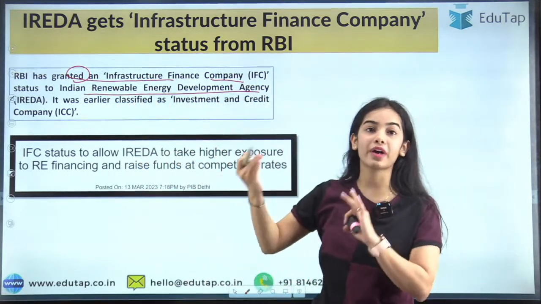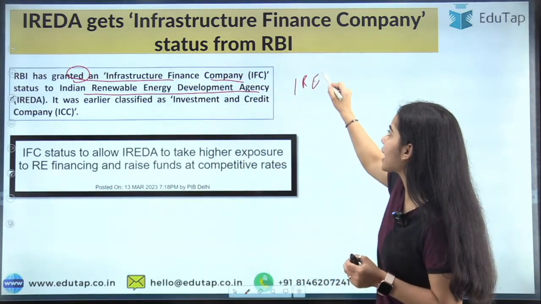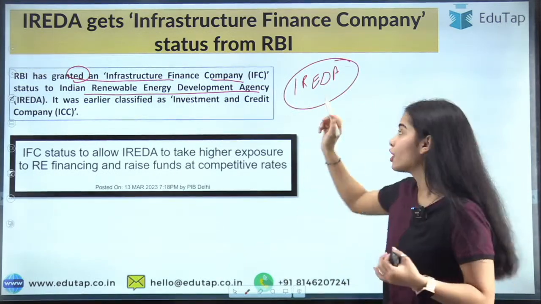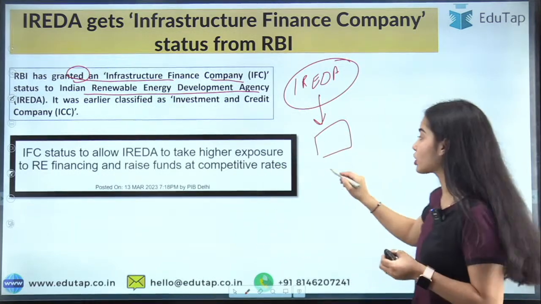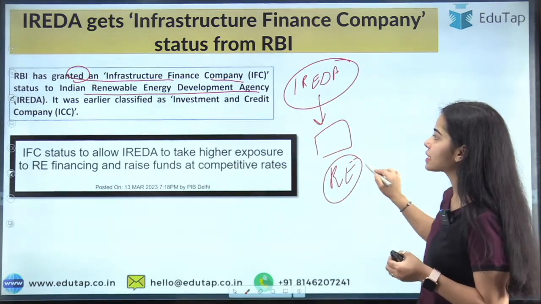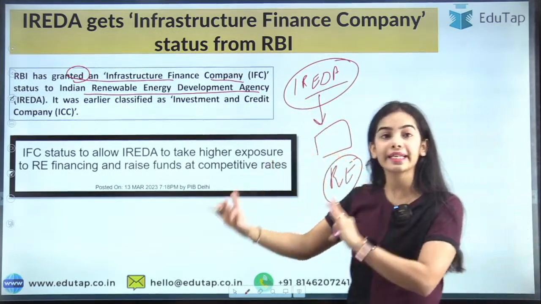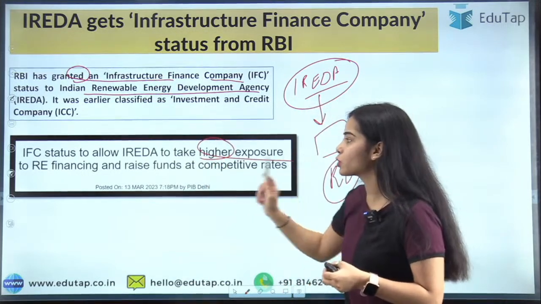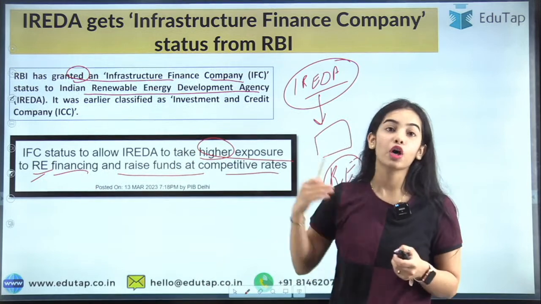Why has the infrastructure finance company status been provided to IREDA? Because IREDA has been working on financing the infrastructure for renewable energy, and that's why this kind of status has been given to IREDA, so that it can generate funds quite easily. It can take higher exposure to renewable energy financing and raise funds at competitive rates.